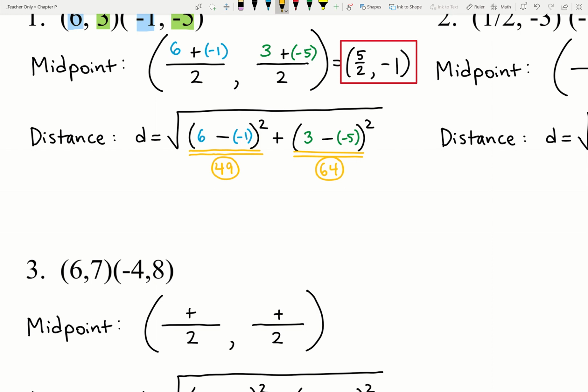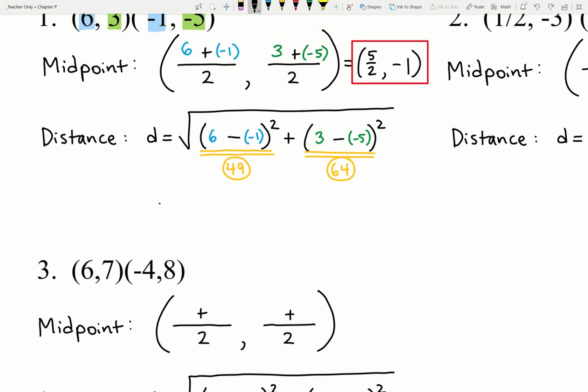Okay? And so what do I need to do now? Well, I have my numbers that result from doing the differences squared in both groups, the x's and the y's. So now all I have to do is simply add these two numbers together and then perform the square root. Okay, so that's exactly what we're going to go ahead and do now. So when you do 49 plus 64 in the calculator, what you're going to end up here with is 113, and we, of course, need to take the square root of that.